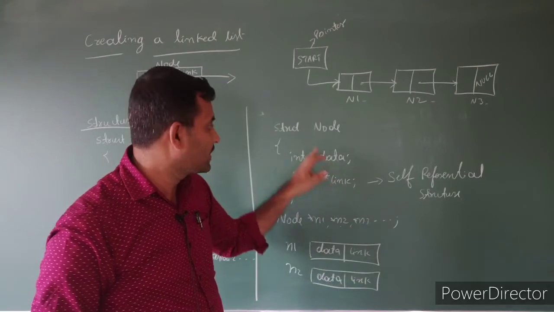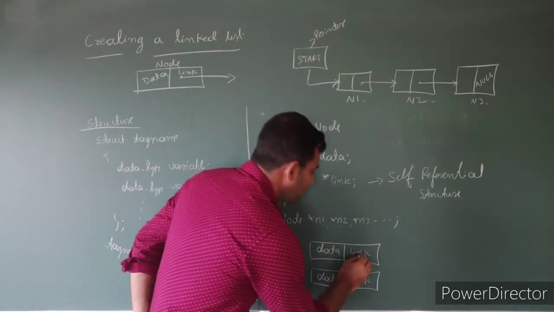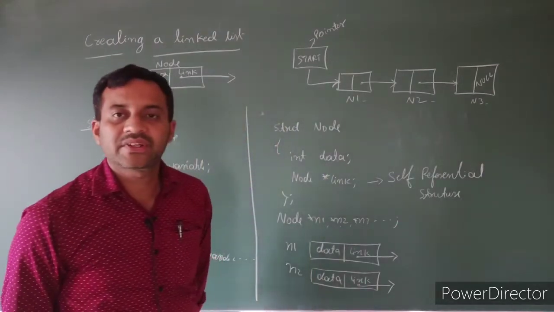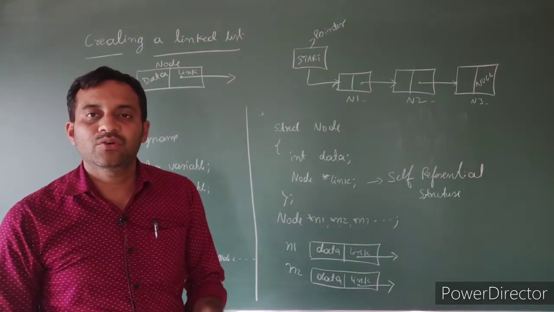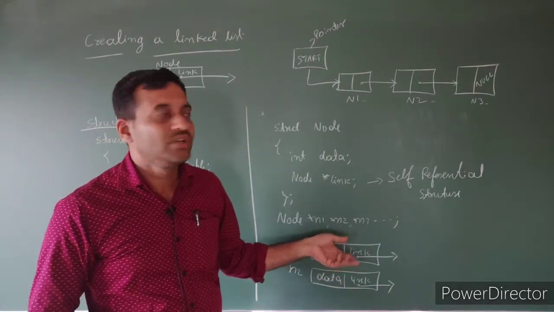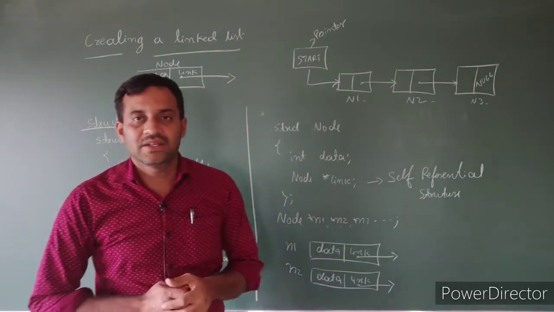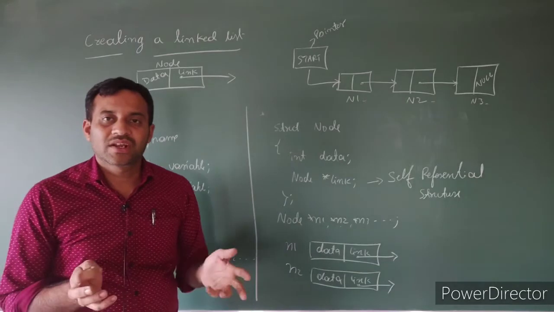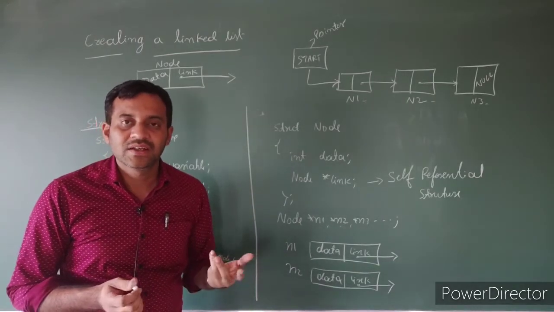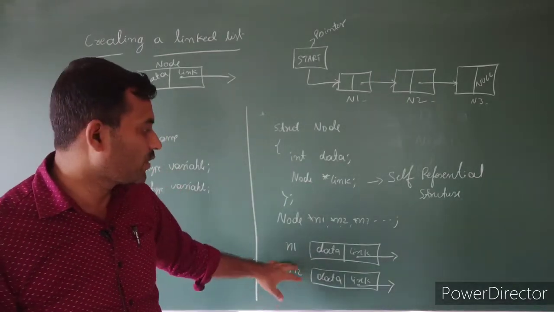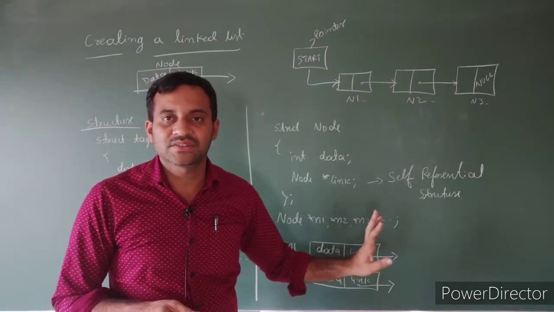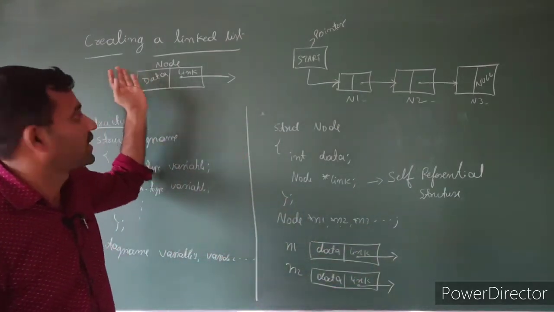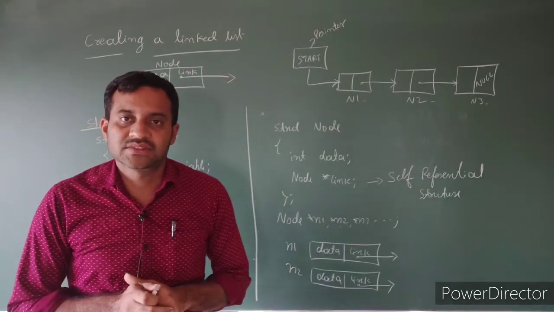Where link is self-referential, it automatically represents a node. We just have to join these nodes to create a linked list. It is a procedure to create a node. Creating a node itself is creating a linked list; we just have to link the addresses through pointers. That is the concept of creating a linked list.